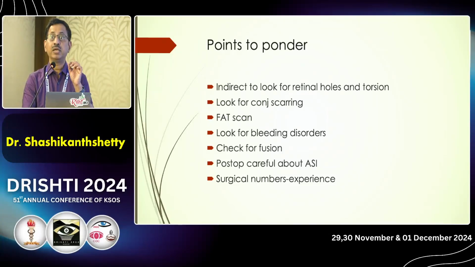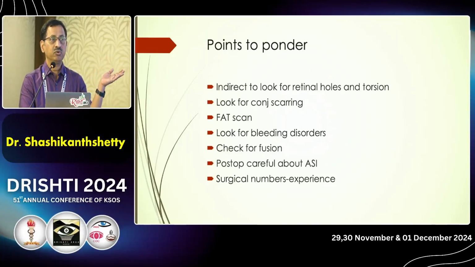Look for bleeding disorders. Ask the history of bleeding disorders. The patient might have had a history of previous bleed, which we might think may not be important. The patient can bleed during surgeries. So look for bleeding disorders. Check for fusion. Look whether the patient is able to fuse. If the patient is not fusing, then he might be a risky patient.